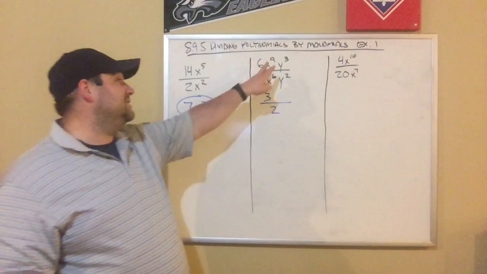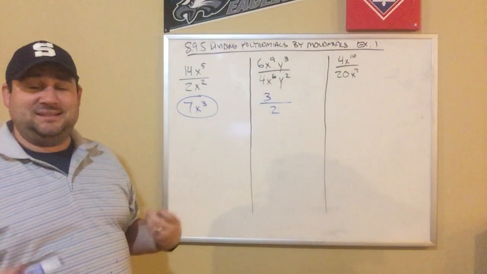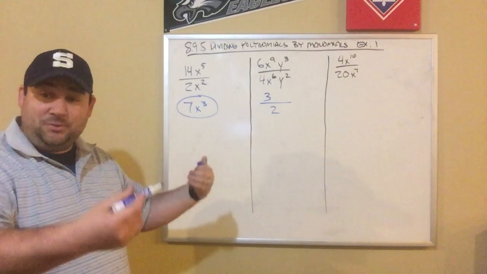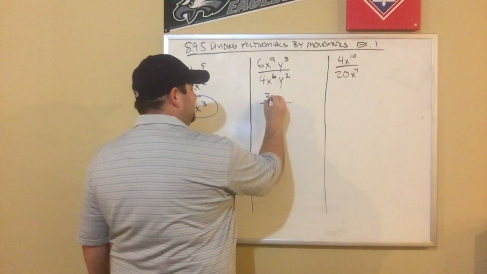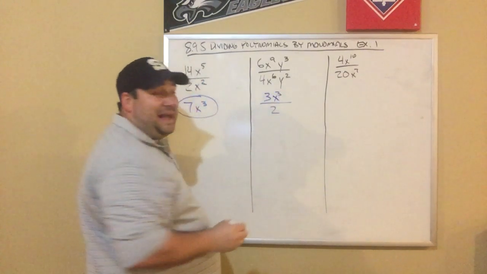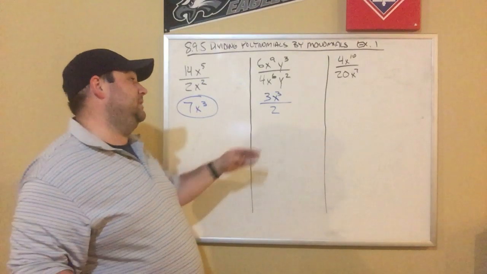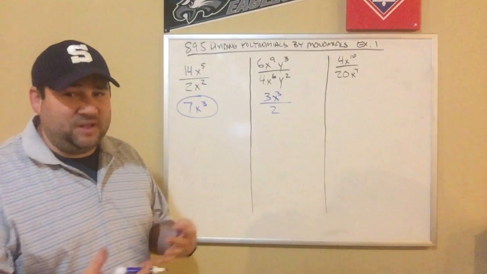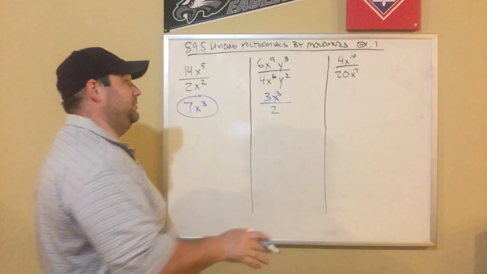Then I'm going to do my x's. X to the 9th divided by x to the 6th. 9 minus 6 is 3 when I subtract my exponents. That's x to the third. And it should be on top. Okay, it always should be on top. In this, if you got a negative exponent, it would be on the bottom, but we're not really dealing with that, so you don't have to worry.